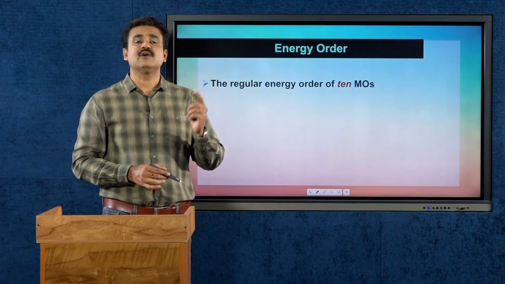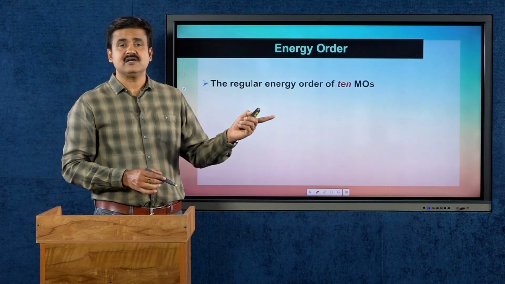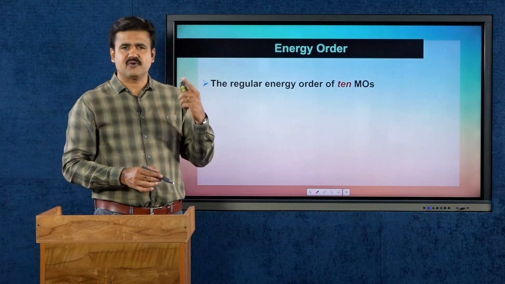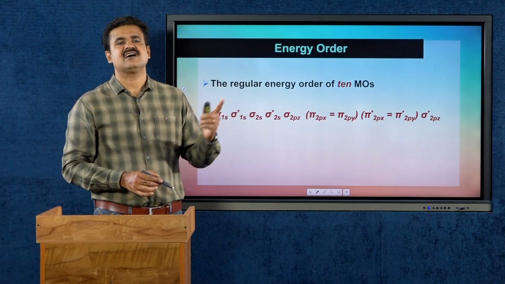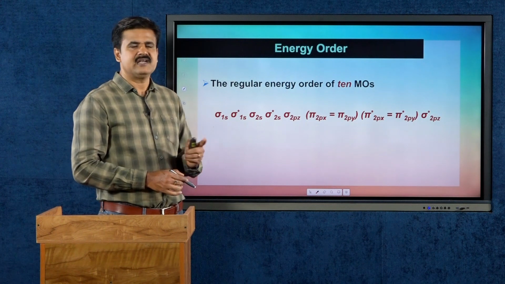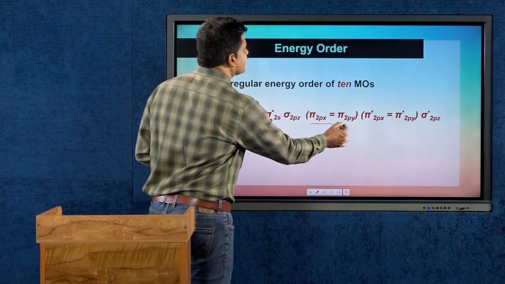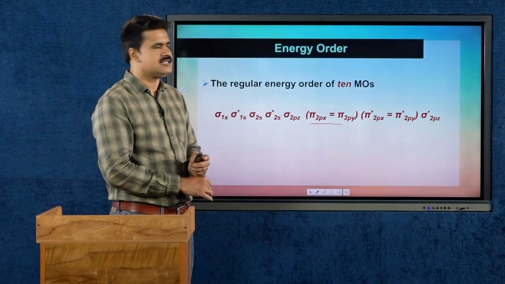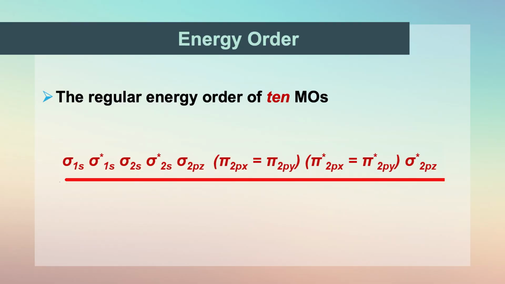Now, the regular energy order based on the previous diagram for the first 10 molecular orbitals is shown here. Sigma 1s, sigma star 1s, sigma 2s, sigma star 2s, sigma 2pz. Then these two orbitals have the same energy, they are said to be doubly degenerate. So, pi 2px equal to pi 2py, followed by another doubly degenerate set, that is pi star 2px equal to pi star 2py, and the highest energy sigma star 2pz.